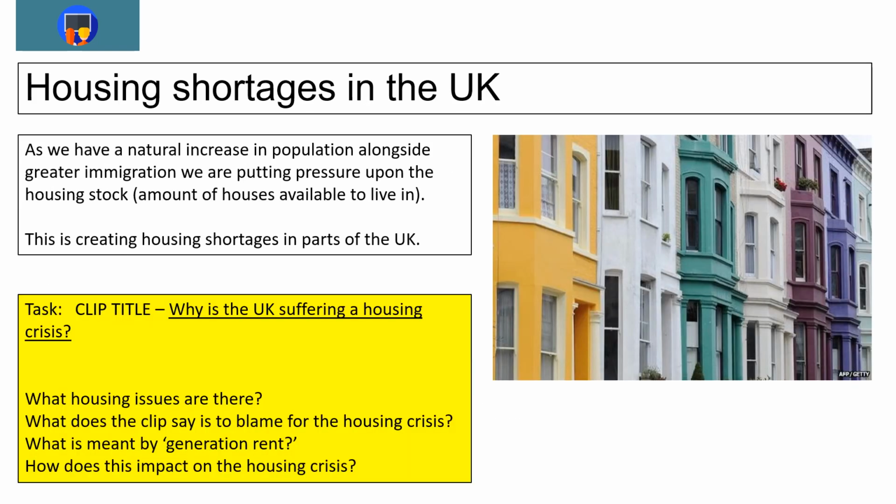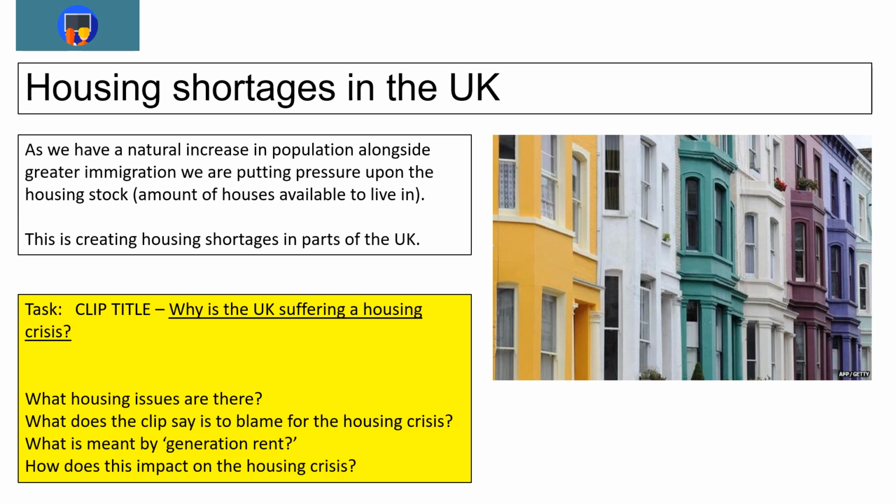Turn to page 4 of your workbook, please. Titles: Housing Shortages in the UK. As we have a natural increase in population alongside greater immigration, we are putting pressure on the housing stock, which is the amount of houses available to live in. This is creating housing shortages in parts of the UK. So there is space for you to make notes from the YouTube clip.